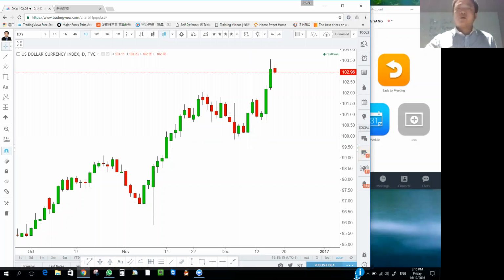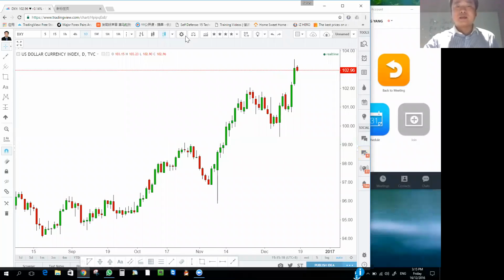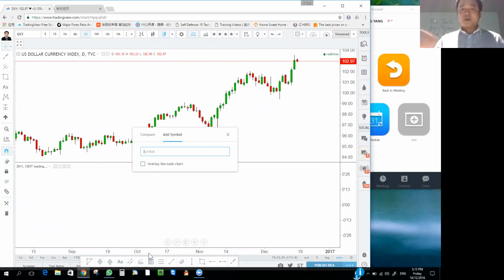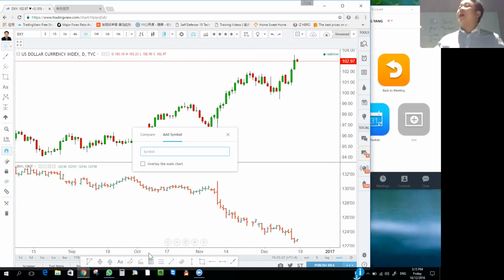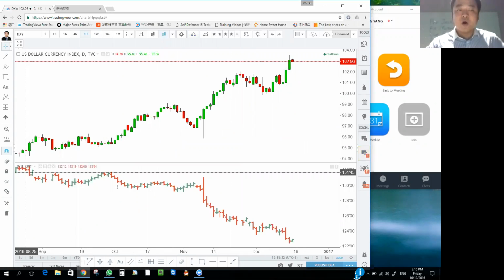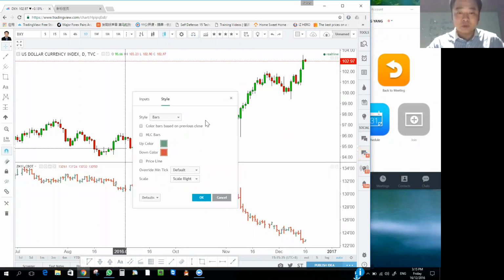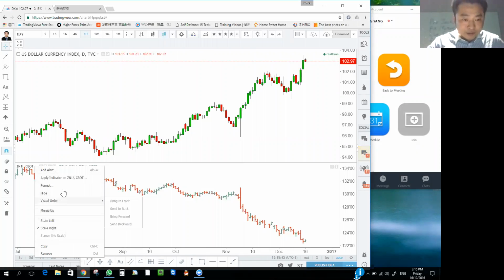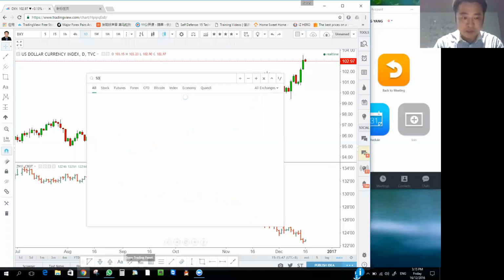Okay, and we can also compare a lot of things. Firstly, I'm going to talk about some fundamentals and what's happening now. ZN is US Treasury bond T-notes. So if you don't know what ZN is, you can always come here and click here.